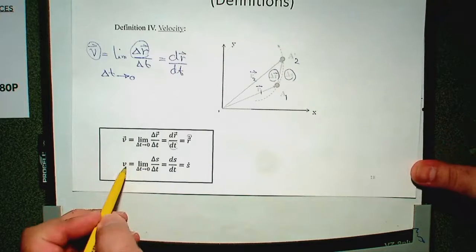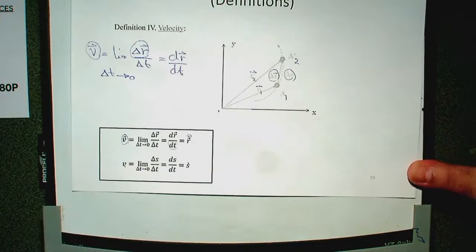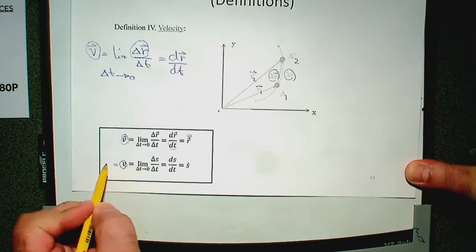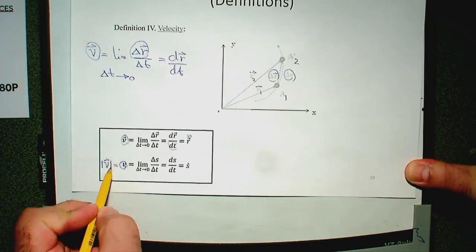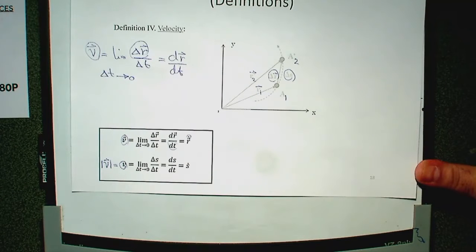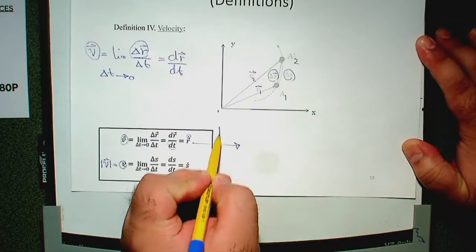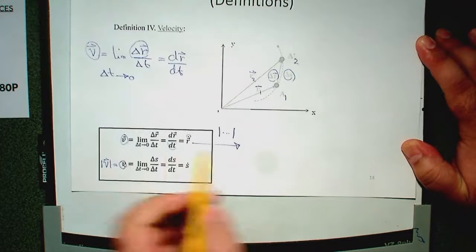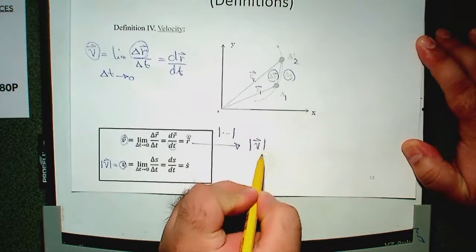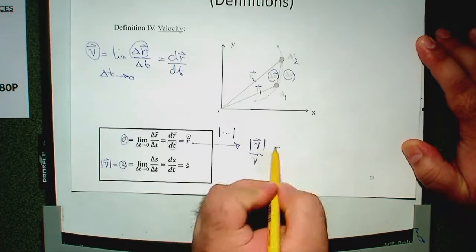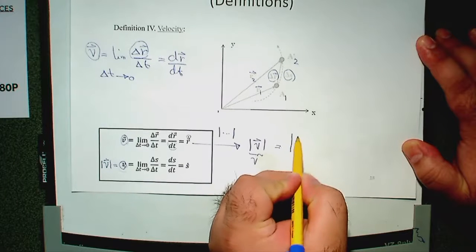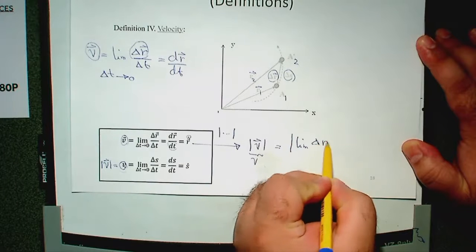And how can we get from this one to this one? This is what we call the velocity vector. This is the magnitude of the velocity vector, which we call speed, exactly. These are just names we have to use. Okay, from this one, if you take the absolute value from both sides, the left-hand side gives you v, this one. Then you have the absolute value of delta r over delta t.